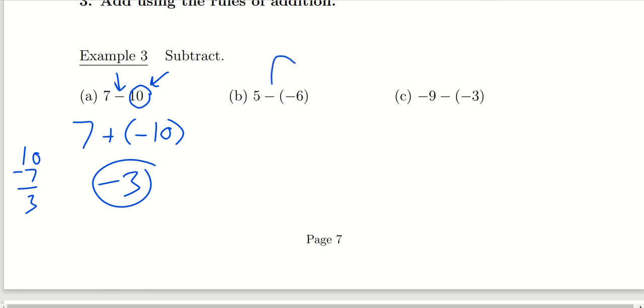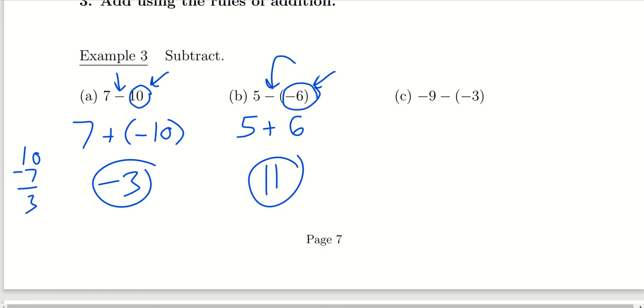Let's come over to example 3. Again, the operation is subtraction. So I'm going to change this to addition of the opposite. The number that's behind the subtraction is the number negative 6. That's going to change to a positive 6. We now do this addition problem. We're adding and the signs are the same. They're both positive, so we just add the values and keep the common sign. So final answer, positive 11.